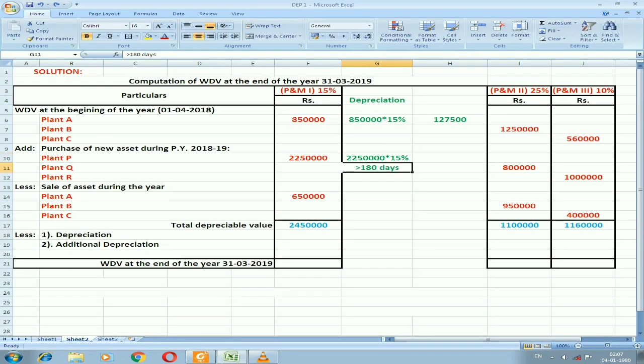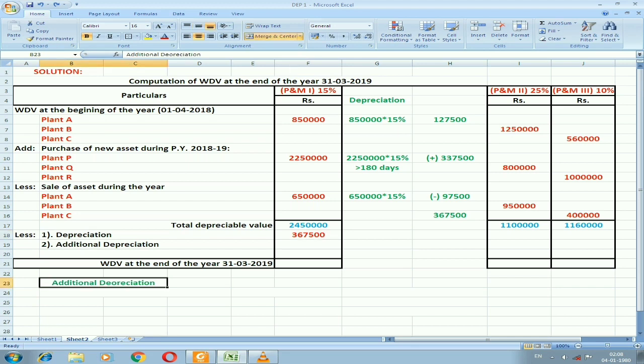So now I am entering that also. 22,50,000 into 15%, you will get 3,37,500. Depreciation on plant A, which is a sold asset, is 6,50,000 into 15%. There is no necessity to consider more than 180 days or less than 180 days on this. So I'll get an amount of 97,500. From 1,27,500, I need to add purchase and minus sales. I'll get an amount of 3,67,500 as the total depreciation that I'm entering in the depreciation column, 3,67,500. Next, I require the calculation of additional depreciation.